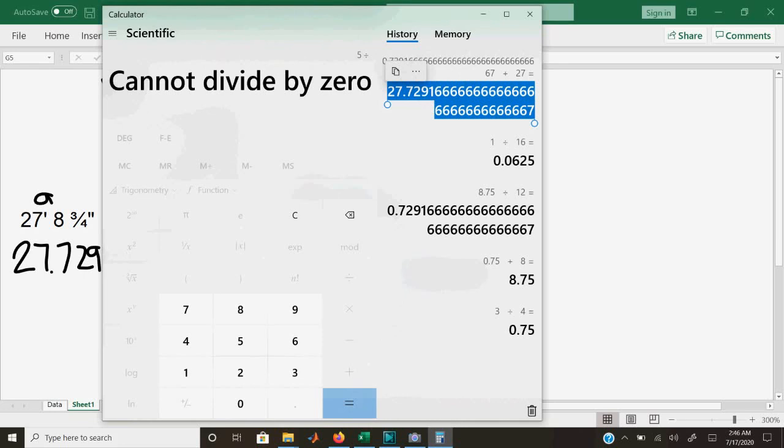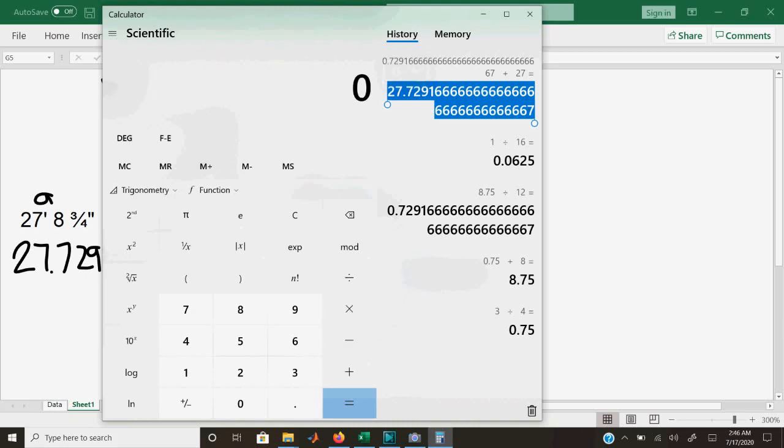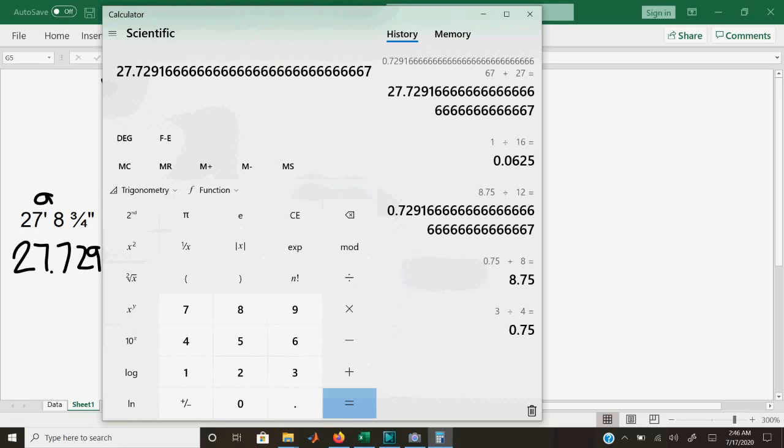My number. So I'm going to do Control C, Control V. Put the number back up on the screen, and now I'm going to clear my memory. And I'm going to store that number in memory, because I wrote down enough decimal places, but I want to use as many as I can.